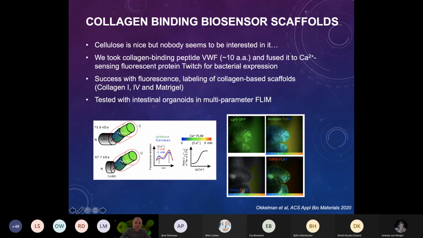Then we also tested if we can use it in multiparametric FLIM. So what if we have LGR5 GFP organoids and a matrix here? This diffuse staining is actually fluorescence of the matrix, with the acceptor and the donor FLIM fluorescence, and we can also combine it with labeling of other parameters, for example mitochondrial polarization.